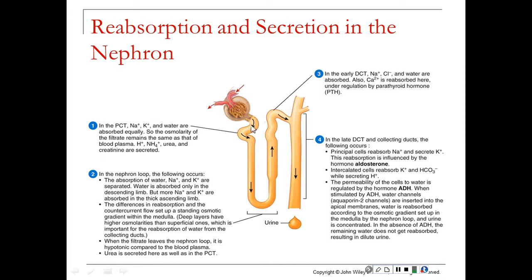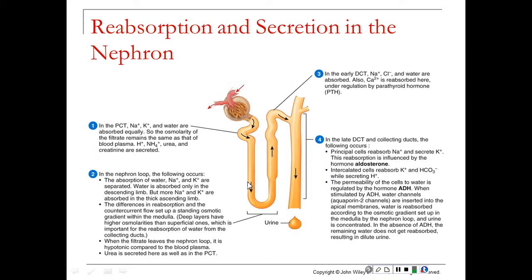This is where the majority of reabsorption is occurring. In the nephron loop, we have the absorption of water, with sodium and potassium being separated. Water is reabsorbed only in this descending limb. And when we say water's being reabsorbed, what we mean is back into the blood. Water's leaving this filtrate and going back into the blood.